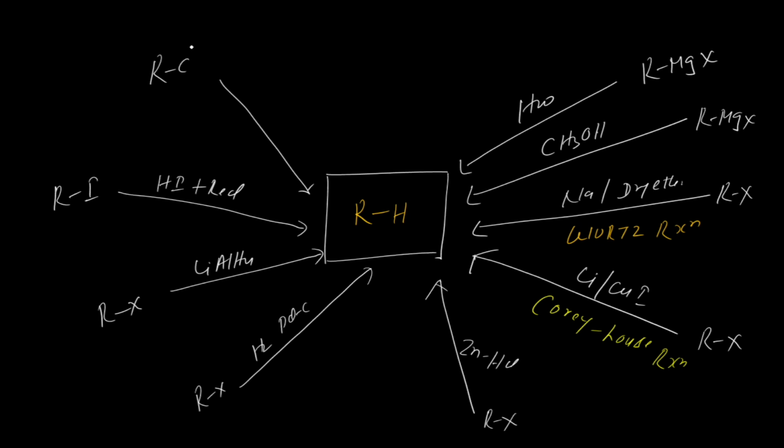Now from carboxylic acid, there are two methods. One is decarboxylation, first with the sodium salt of carboxylic acid with soda lime. Soda lime is what? NaOH plus CaO. So this is known as the decarboxylation reaction.